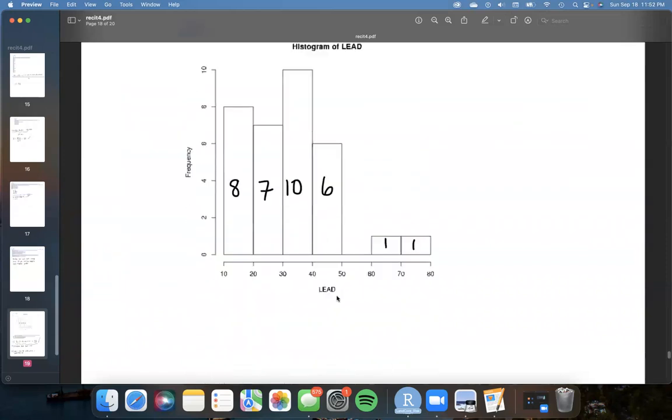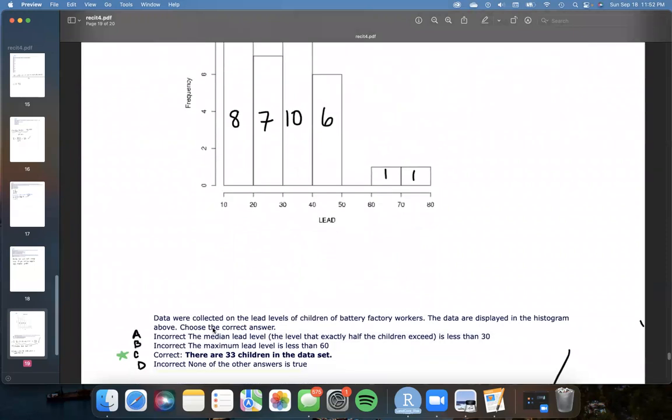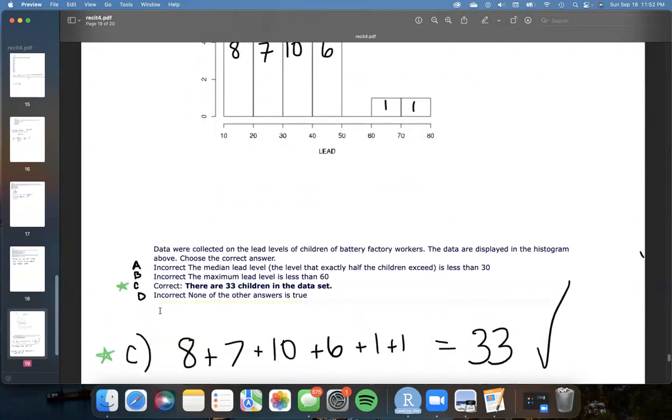All right. So here we have a histogram. Data were collected on the lead levels of children of battery factory workers. The data are displayed in the histogram above. Choose the correct answer. C here is the correct answer. There are 33 children in the data set.